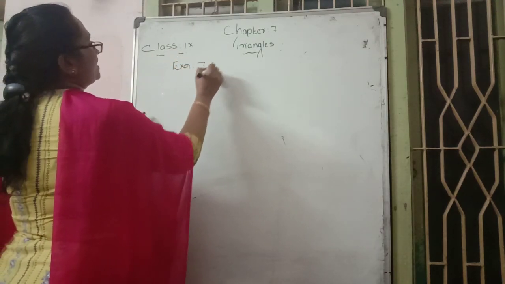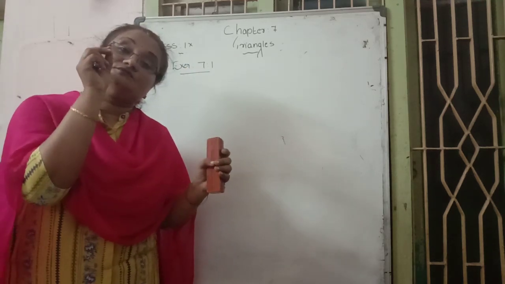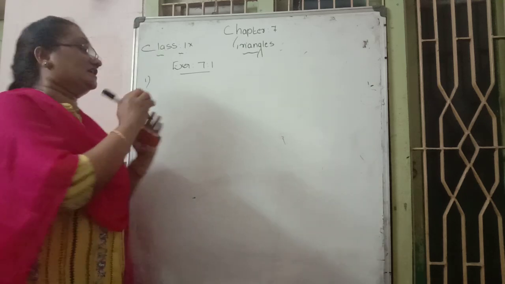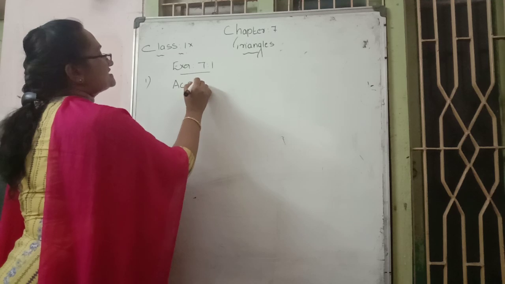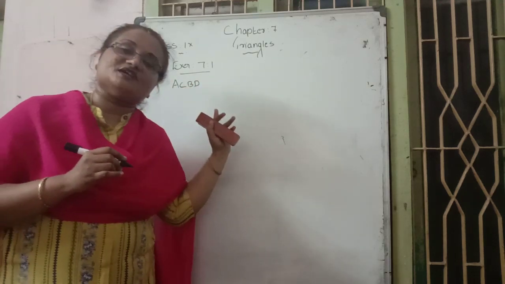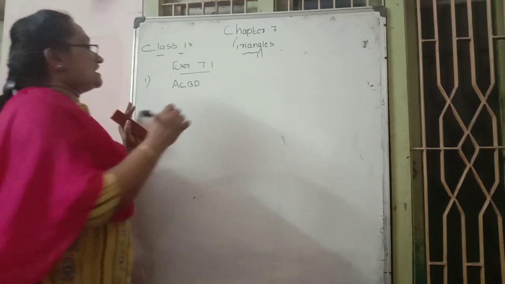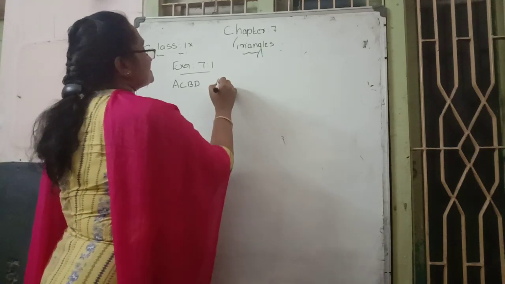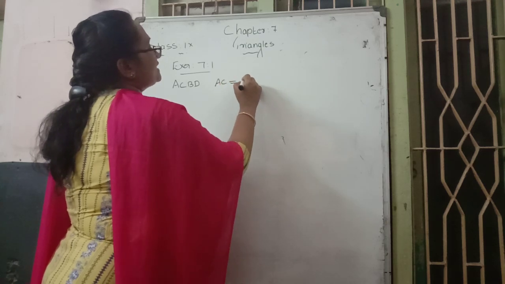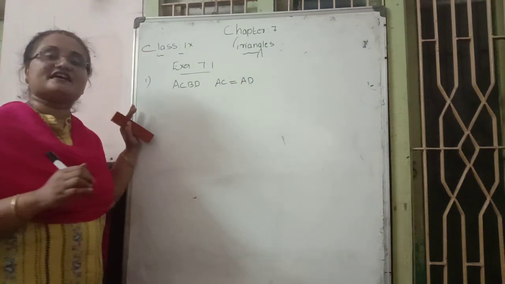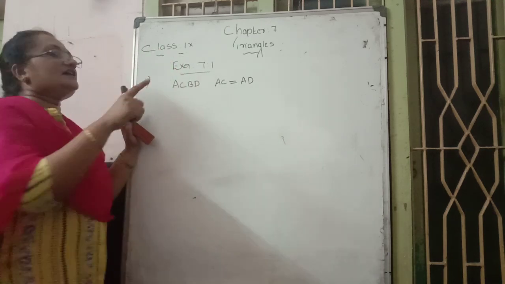Exercise 7.1. In the first question, they tell us about a quadrilateral, and they have also given its name. ACBD is a quadrilateral. Then they have given us the AC side, and the AC side is equal to the AD side. In that question they have given that AC is equal to AD.